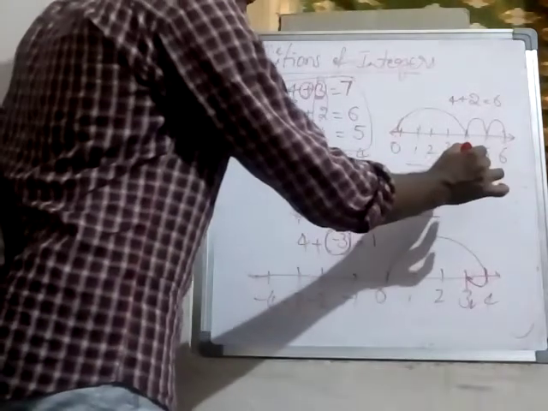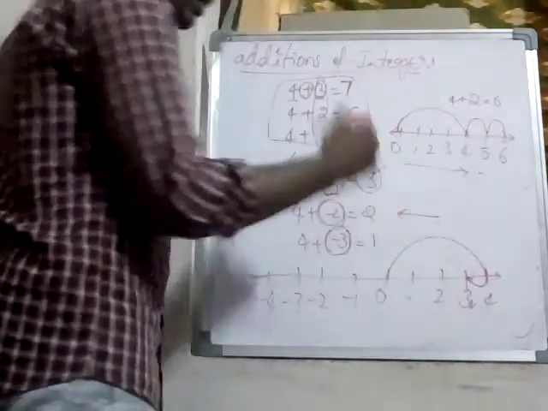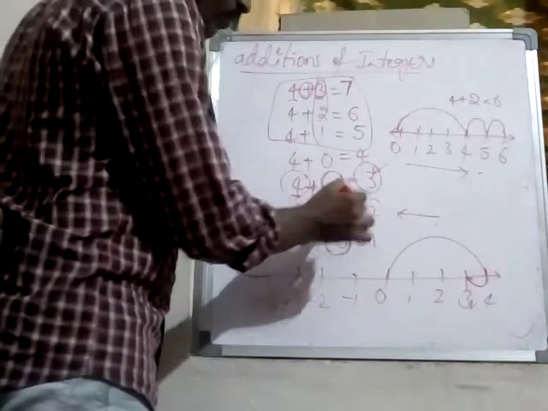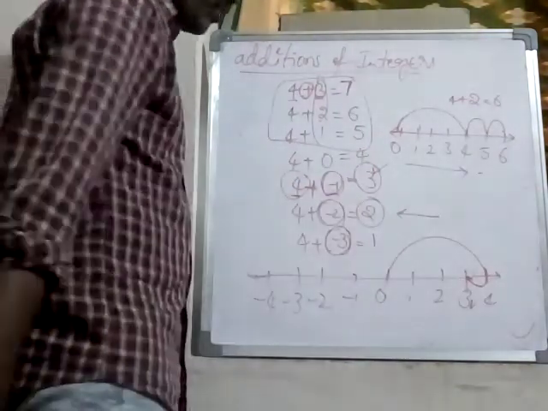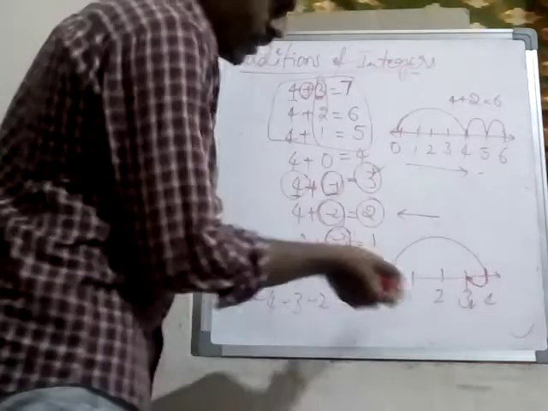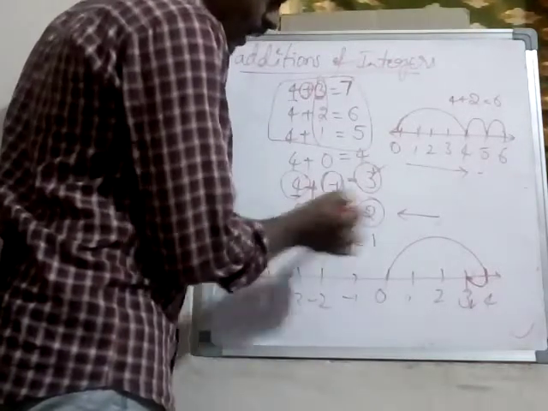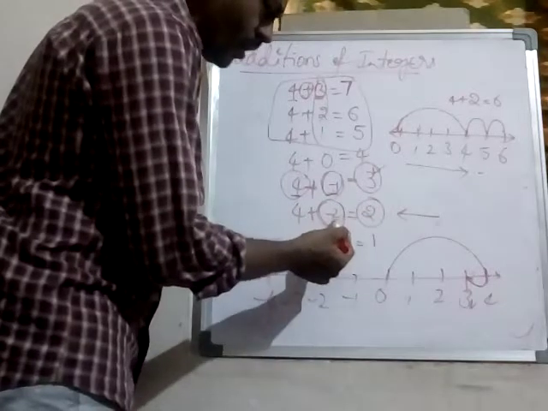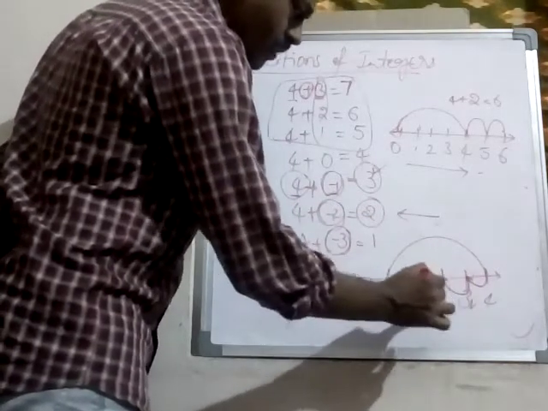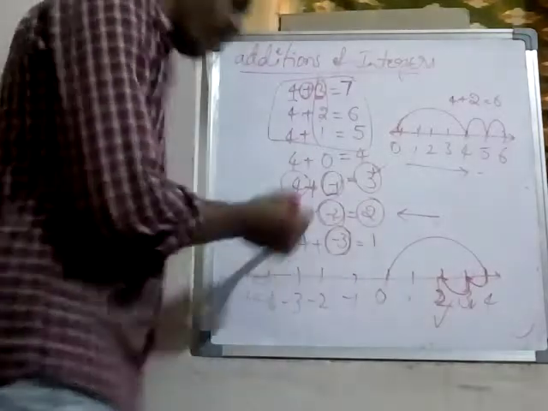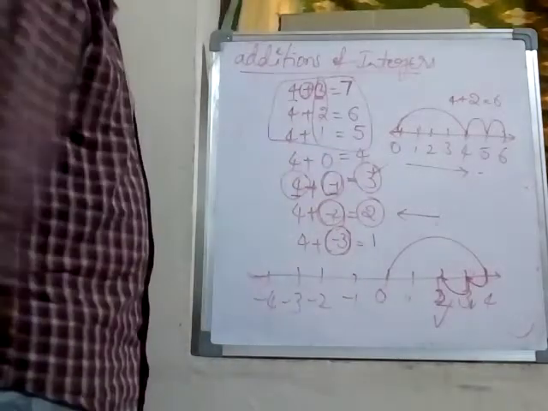Add a positive integer, move right side. Add a negative integer, move left side. So how to get 2 in this problem? 4 plus minus 2. 4 plus minus 2 is equal to 2. So 4 plus minus 2 means add a negative integer, move left side. How many units? 2 units. This is 1 unit, this is 1 unit. So what is the result? 2. The result is 2. So if you add a negative integer, move left side.